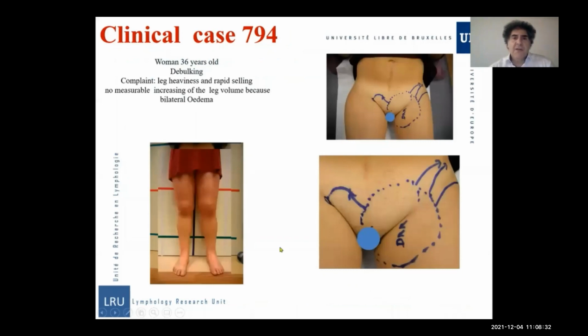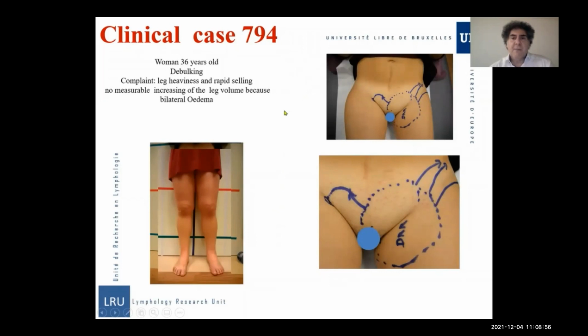Here we have another clinical situation, and this is a young woman who had cancer of the uterus. The surgeon had to perform debulking. It was a really big surgery because the tumor had affected other tissues. During the surgery, everything went well. You can see the scar here.